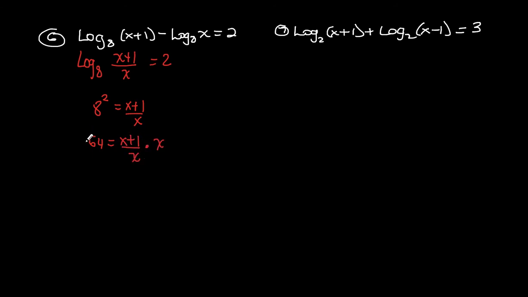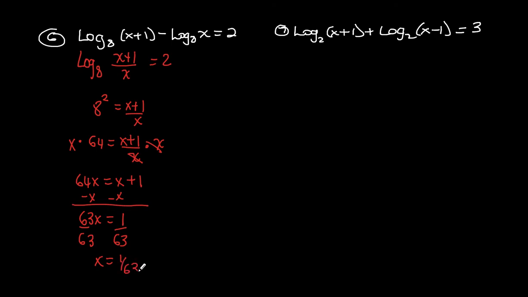Multiply both sides by x. So I have 64x equals x plus 1. And then this is just a linear equation, so subtract x to solve for x. And then finally divide by 63. Okay, for number 7, I'm going to do the same thing, except this is an addition. So to combine these two logs, I would need to multiply x plus 1 times x minus 1.